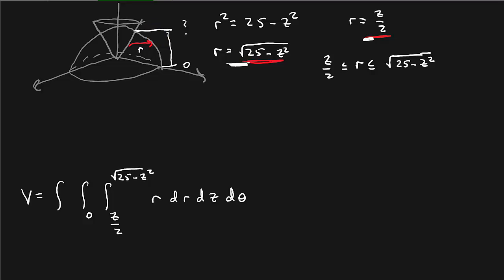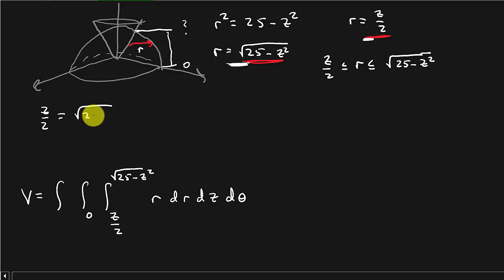So now let's come over here and do it. Let's do z over 2 is equal to the square root of 25 minus z squared. So we square both sides. That's going to give us z squared over 4 equals 25 minus z squared.